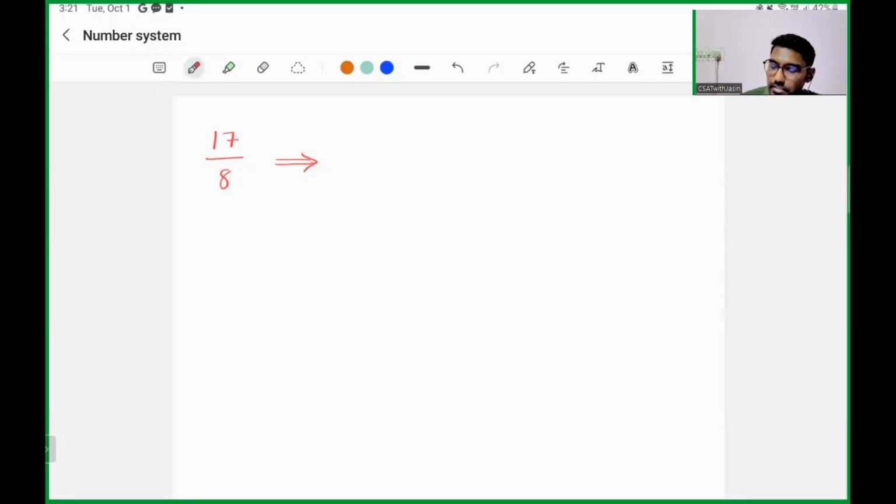So you do the division, 17 divided by 8. So 8 into 2 is 16. You will get remainder as 1. So first you take the quotient, you write here. Then you take the remainder, you write here. Now divided by whatever is the divisor. It's here itself, same divisor. So 2 1 by 8.